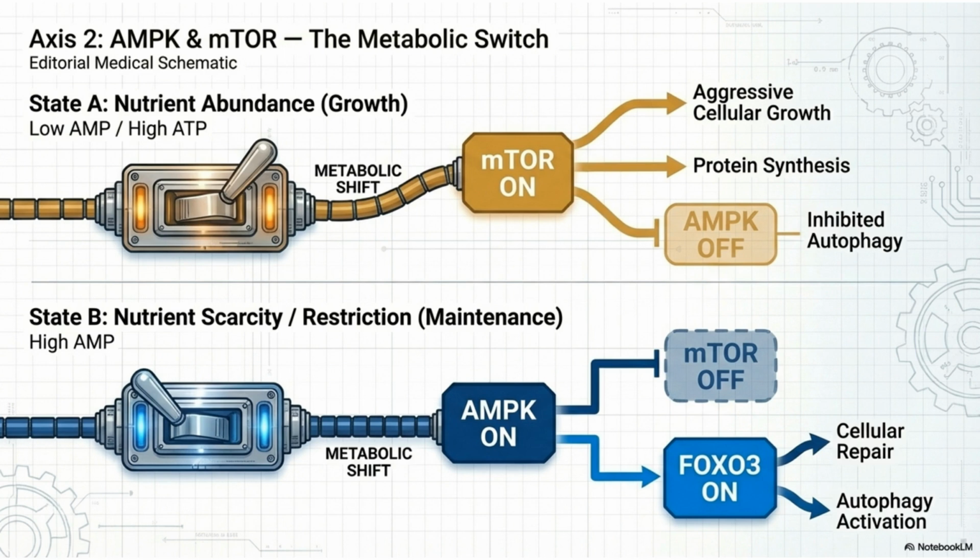Axis 2, the metabolic switch, involves AMPK and mTOR. In state A, nutrient abundance leads to mTOR activation, driving growth and inhibiting autophagy. In state B, nutrient scarcity activates AMPK, which turns off mTOR and activates FOXO3, promoting cellular repair and autophagy.